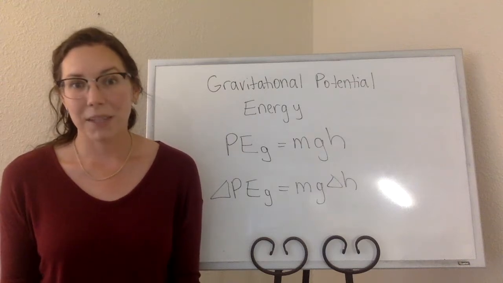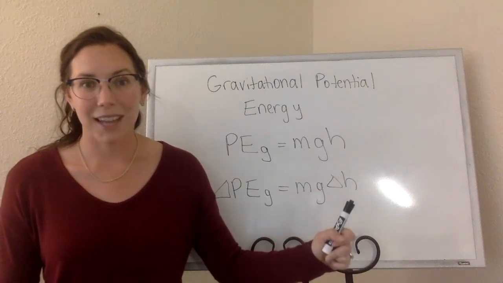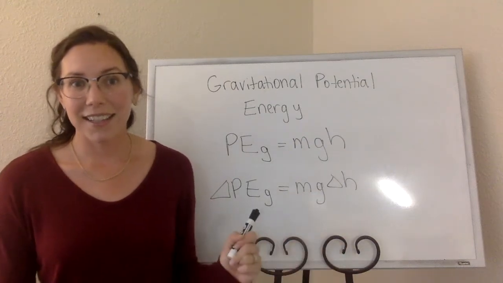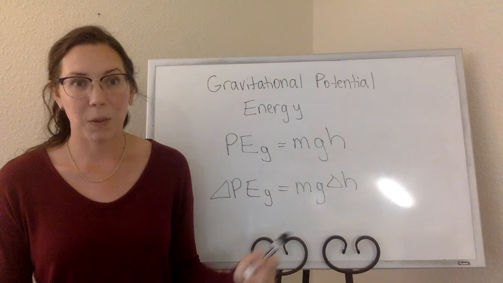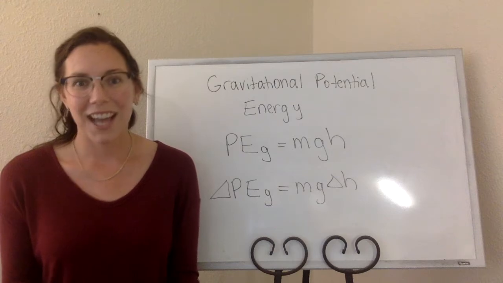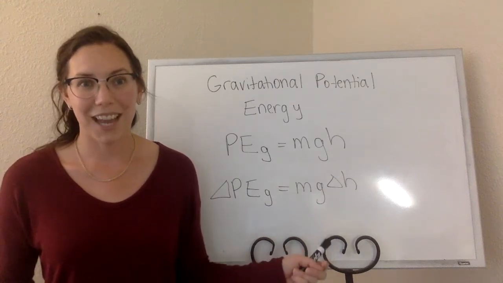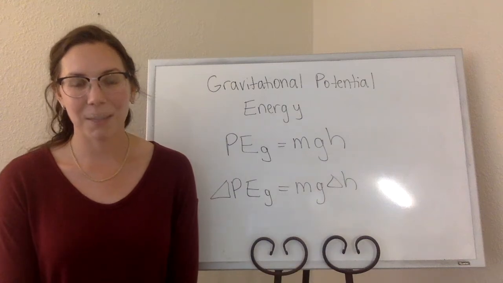And the change in potential energy, delta PEG, equals mg delta h, the change in height, and this is independent of reference point. So no matter what point you choose for h equals 0, we'll still have the same change in potential energy as an object is moved through a vertical displacement delta h. Okay, let's look at some examples.